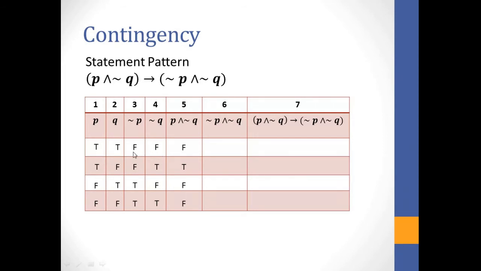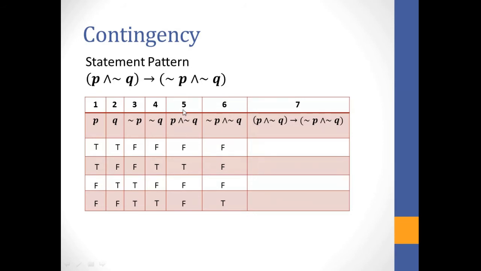Now negation P and this is negation Q. So column number 3 and 4. F and F is F, F and T is F, T and F is also F, and T and T is T. See this.